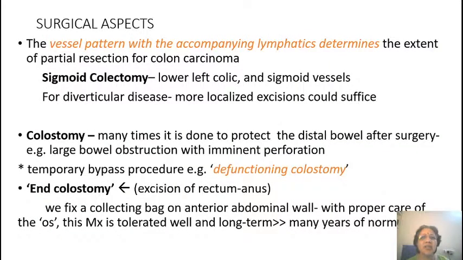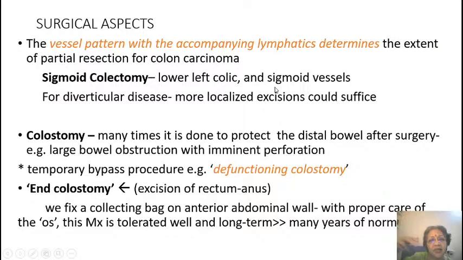So the surgical aspect is, what can we do if the decision is there's nothing much we can do now, we have to take out that loop which is causing the trouble. The vessel pattern and the lymphatics will determine the extent. So the lymphatics are the nodes which are located at the inferior mesenteric artery. So sigmoid lymphatics will drain to the inferior mesenteric lymph nodes. The vessel pattern for sigmoid colon will be the lower left colic vessels and the sigmoid vessels.